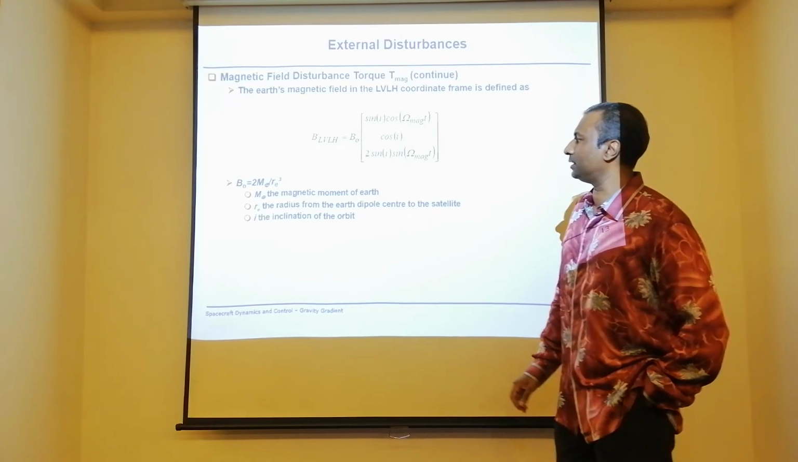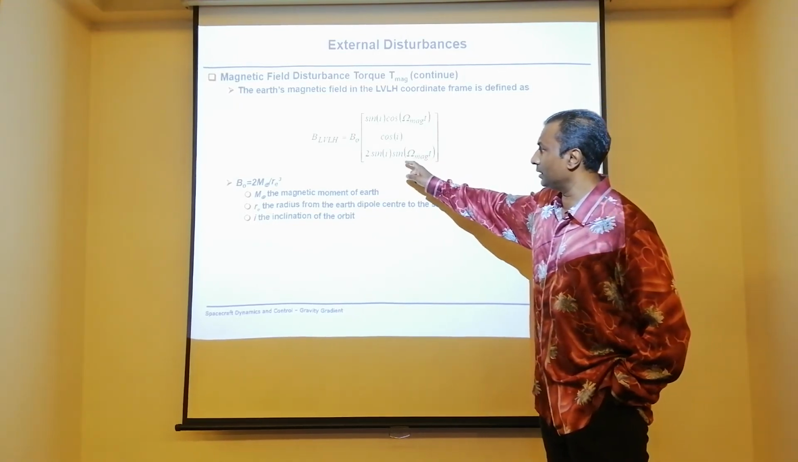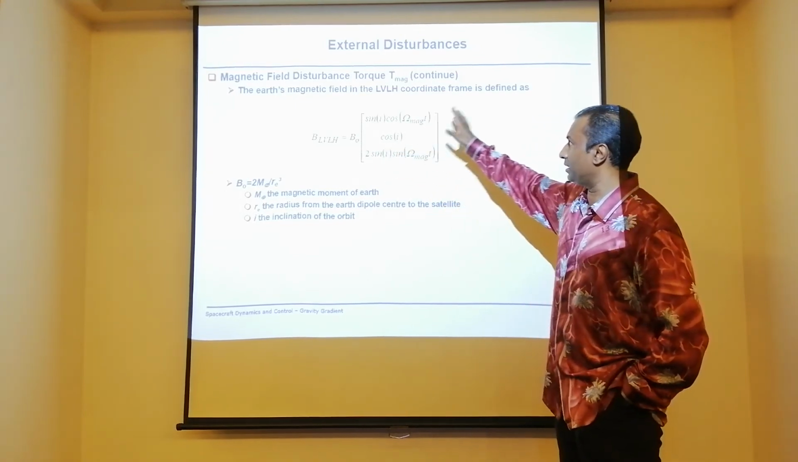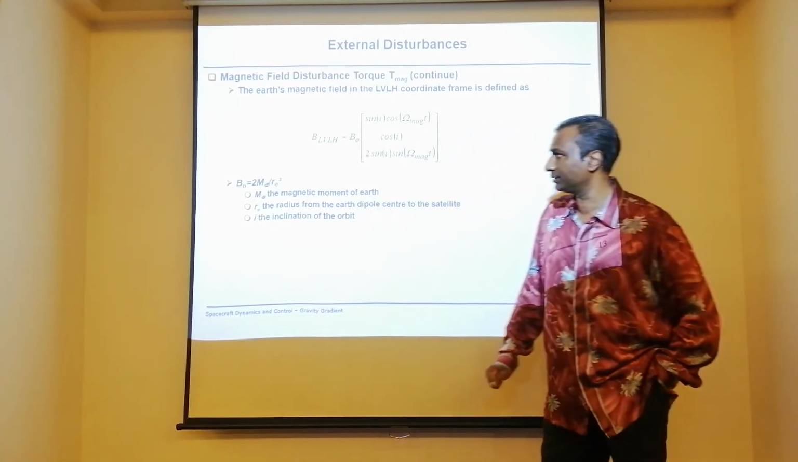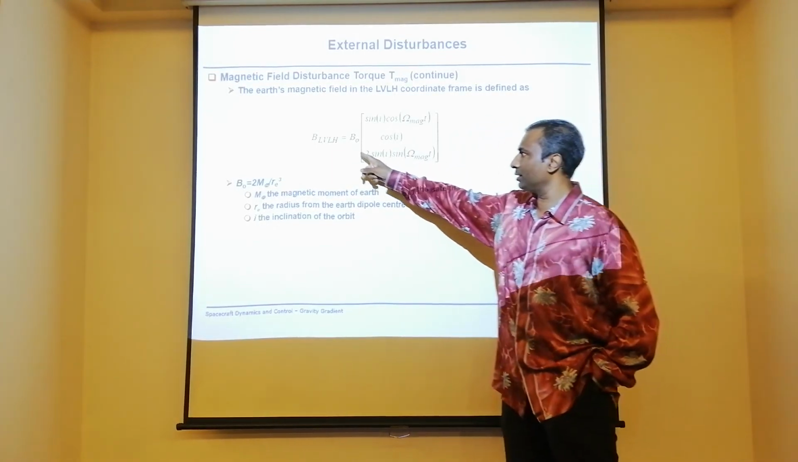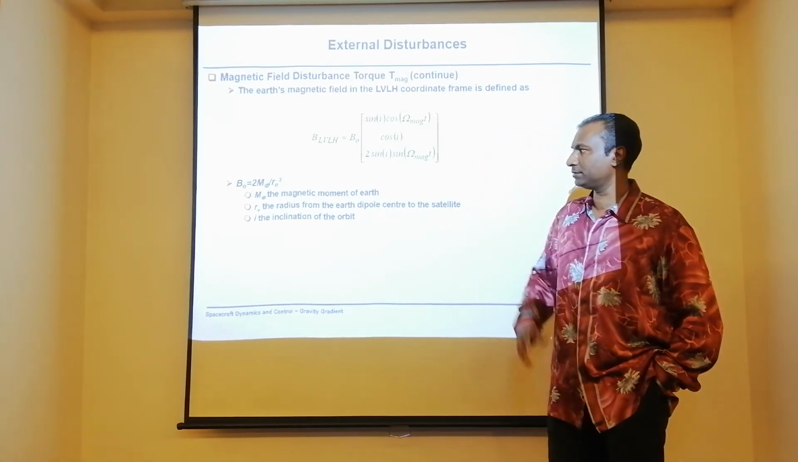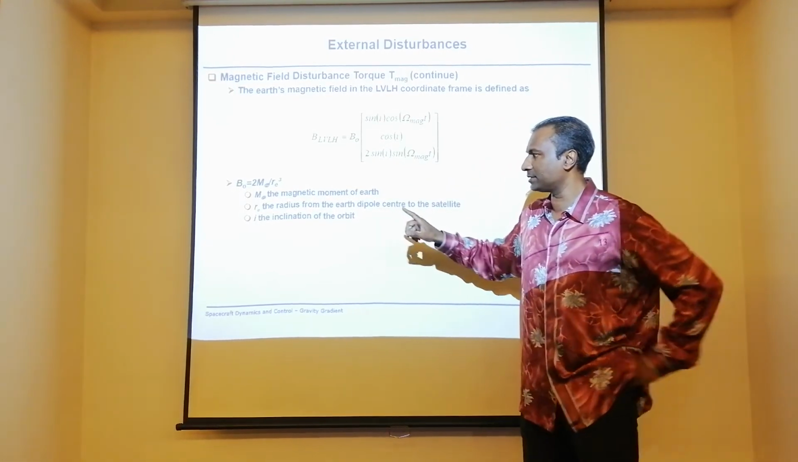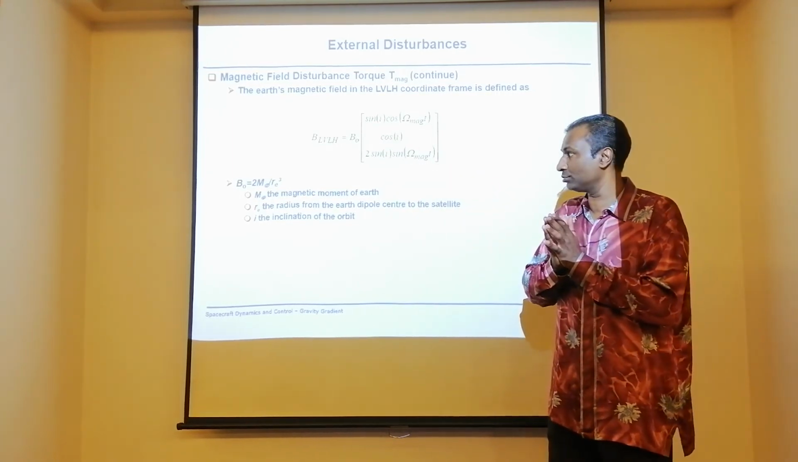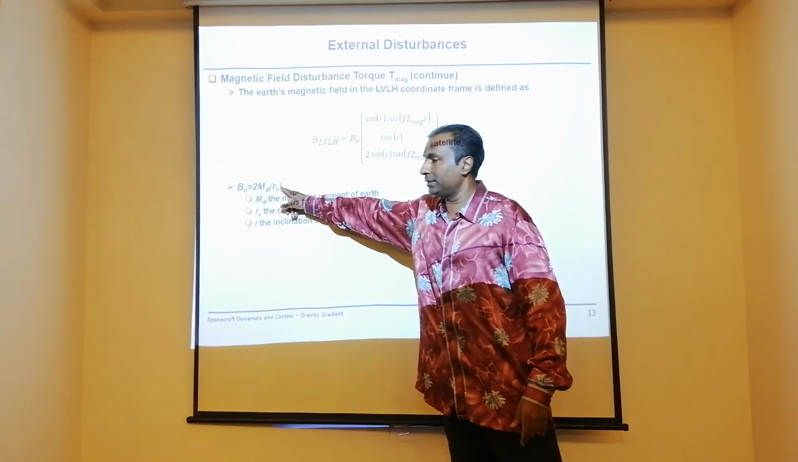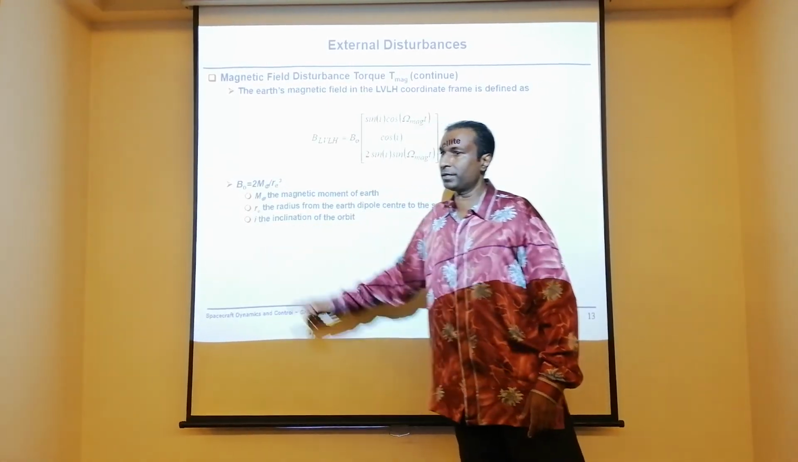Okay, now if you look at this, you have the Earth's magnetic field in the local vertical, local horizontal system. Now B0 is defined as the magnetic moment of planet Earth, given at the radius. The further you go, the magnetic field is going to reduce. Bigger, this drops. Nearer, this will become big.